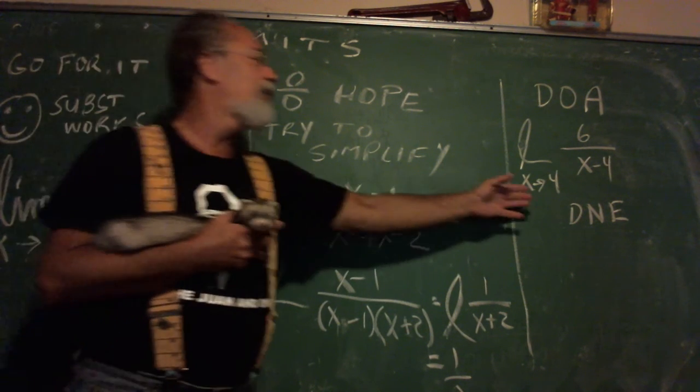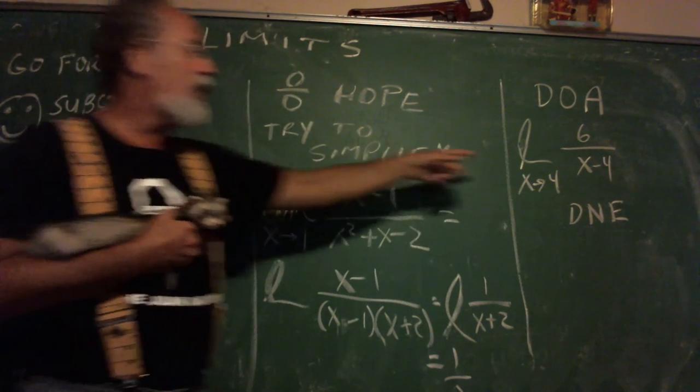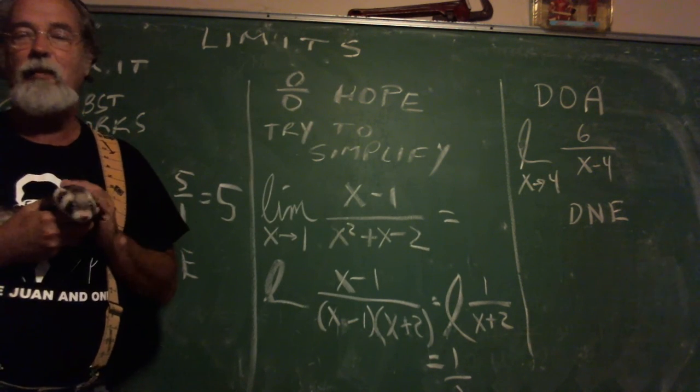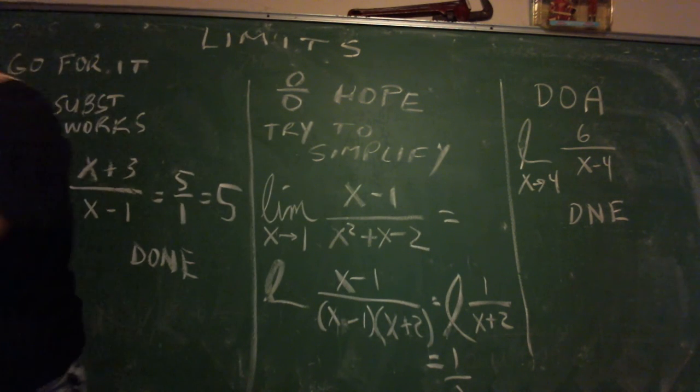And then here's just as good as the first one, really. If you got a downstairs 0 that you cannot get rid of, that's a does not exist limit, and you're done. So that's basically limits, you guys.